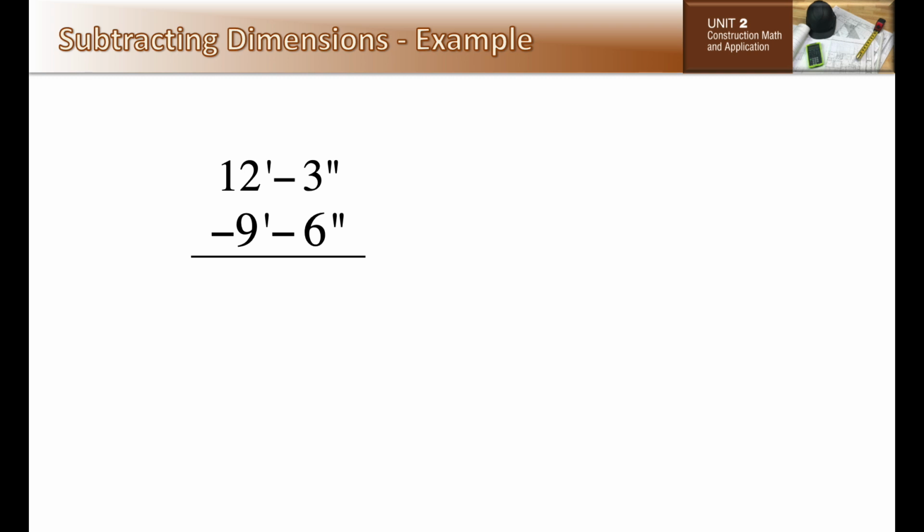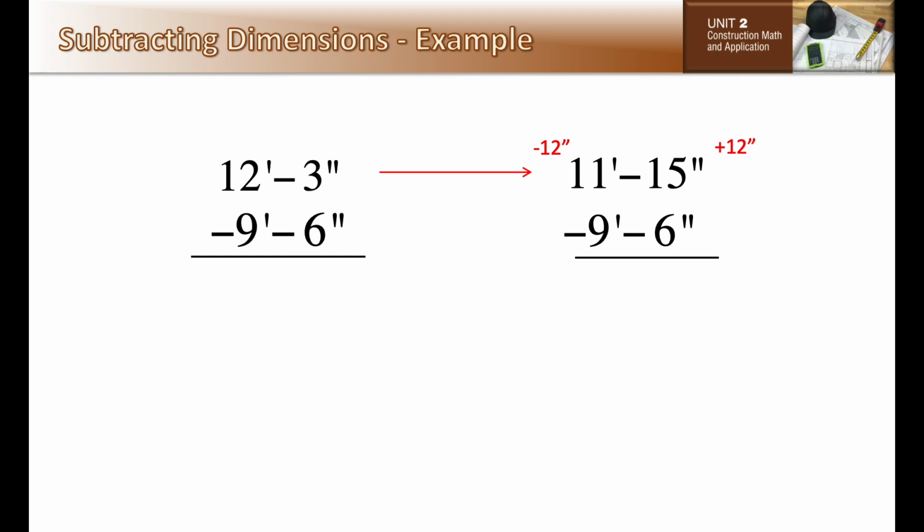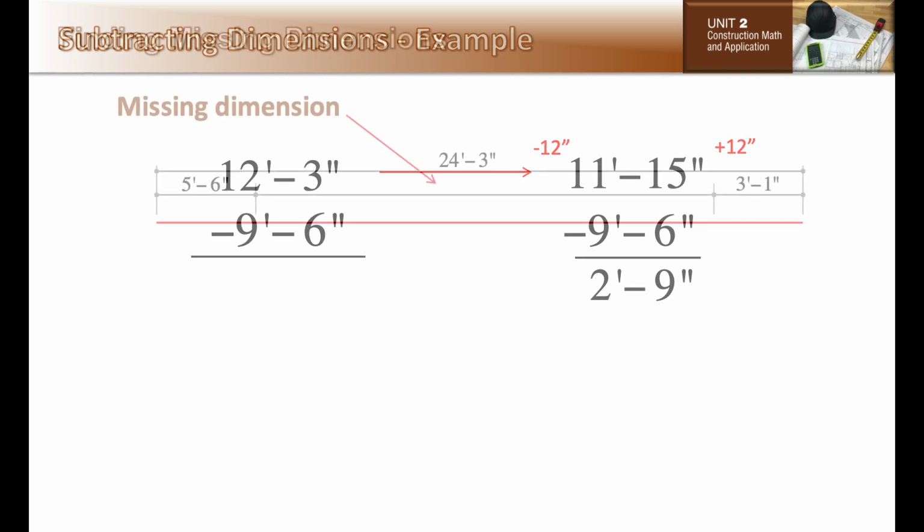If the number that is being subtracted from the dimension is less than the value being subtracted, you will have to borrow 12 inches from the whole foot value number and add it to the inch value. Then perform the subtraction. In this example, the answer is 2 foot 9 inches.